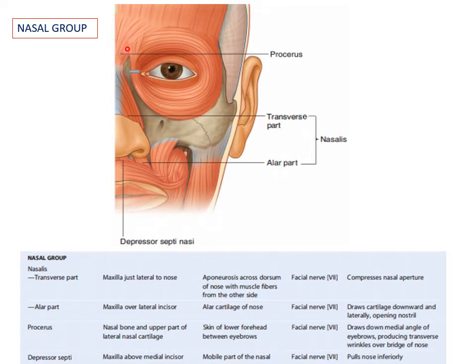This is the procerus muscle, and it is inserted into the skin of the lower part of the forehead between the eyebrows. It is also supplied by the facial nerve, and the function of the procerus is that it draws down the medial angle of the eyebrows. Here are present the eyebrows, and it draws down the medial angle of the eyebrows.